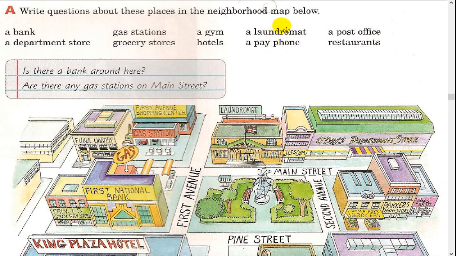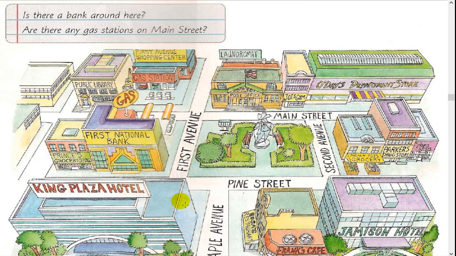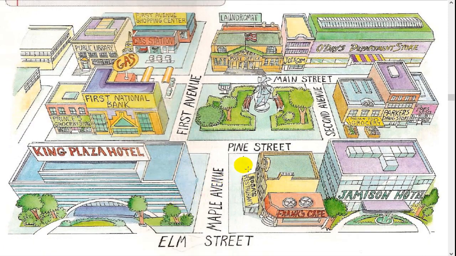Is there a laundromat near here? Laundromat, a place to wash and dry clothes. Yes, there is. There is one on First Avenue, behind the post office.